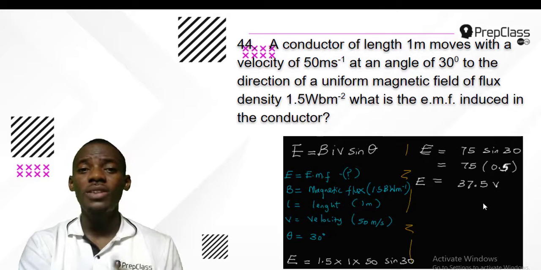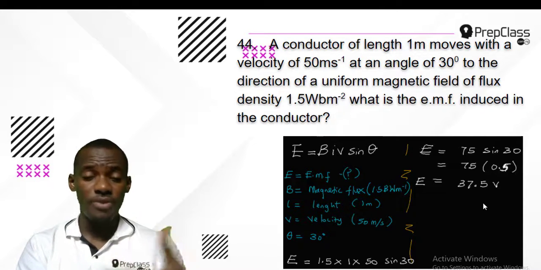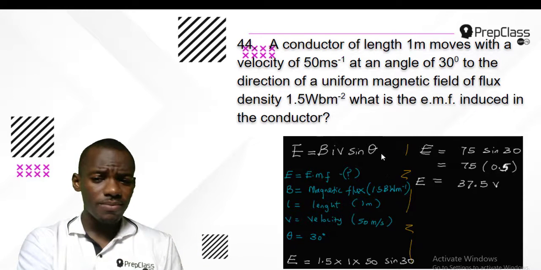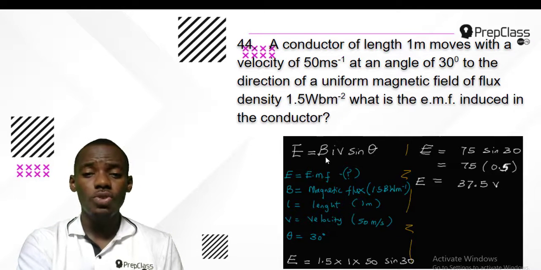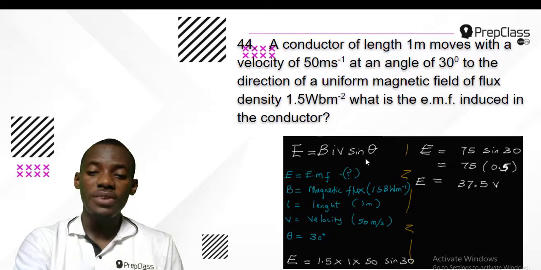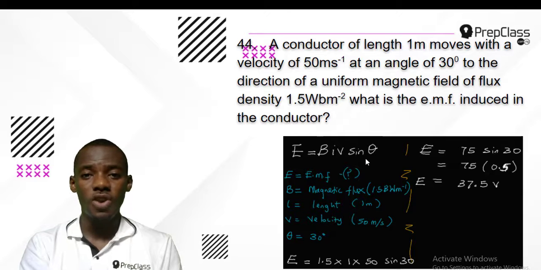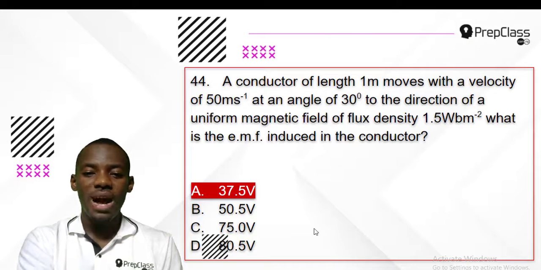Most importantly, it's not the answer. Most importantly is the way it is worked, and so is the formula by which you derive the answer. Take note, if they ever mention magnetic flux with an angle, this is the formula to use to find the EMF. But if it is just magnetism, then you can use the previous formula that we discussed previously. The answer is 37.5 volts, and that makes option A the correct answer to that question, right?